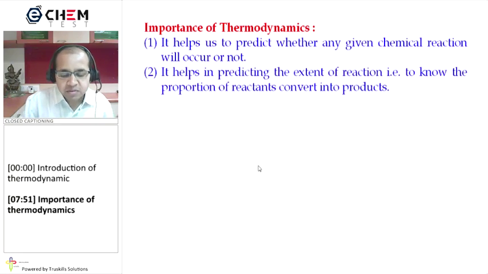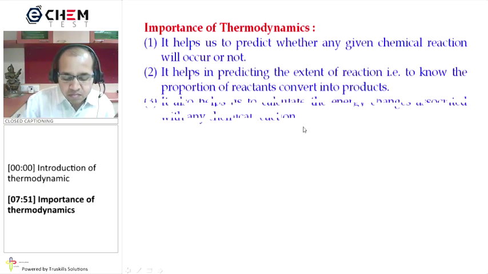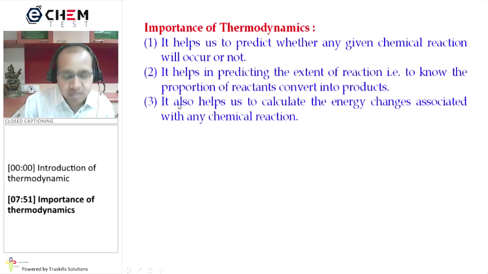Second, it helps us in predicting the extent of reaction, that is, in what proportion reactant will convert into product. For a given chemical reaction, whether 100% of the reactant will convert into product, or 30%, or 60%, we can identify as well as calculate with the help of thermodynamics.